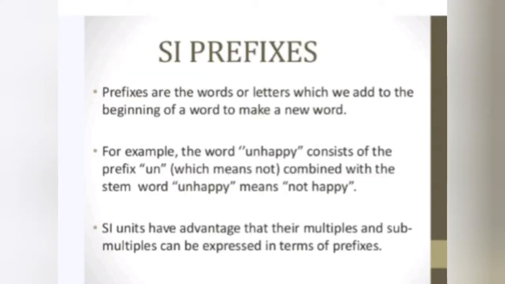SI prefixes. Prefixes are the words or letters which we add to the beginning of a word to make a new word. For example, the word unhappy consists of the prefix un, which means not, combined with the stem word happy, so unhappy means not happy. SI units have the advantage that the multiples and sub-multiples can be expressed in terms of prefixes.